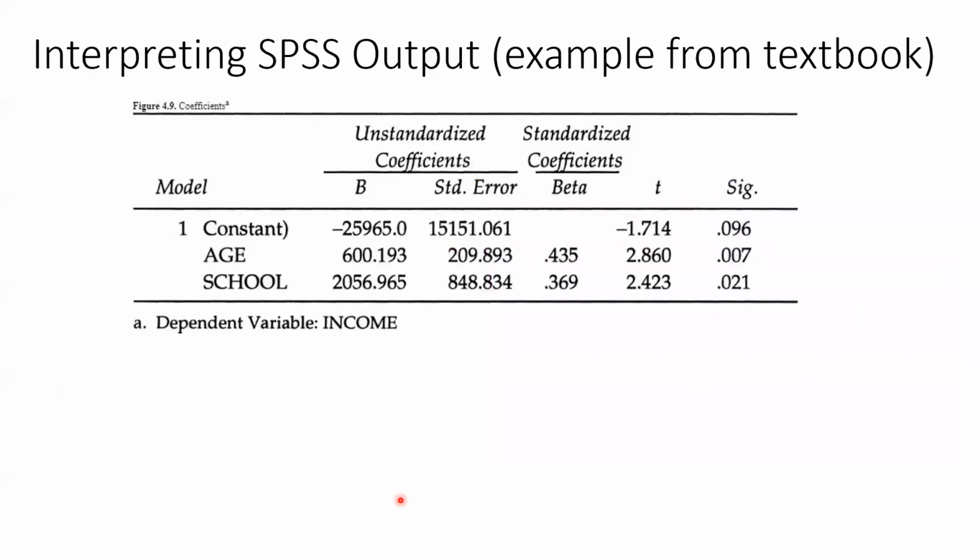So let's look at figure 4.9. We also get a coefficient table that provides us with both unstandardized and standardized beta coefficients. Our unstandardized coefficients are those numbers that we are going to put into our resulting equation, right? Our standardized coefficients are our normalized coefficients, and it gives us the values in standard deviation units.